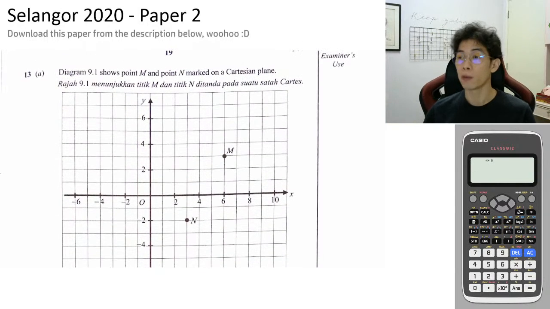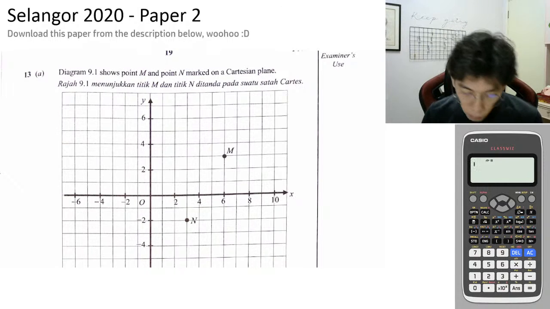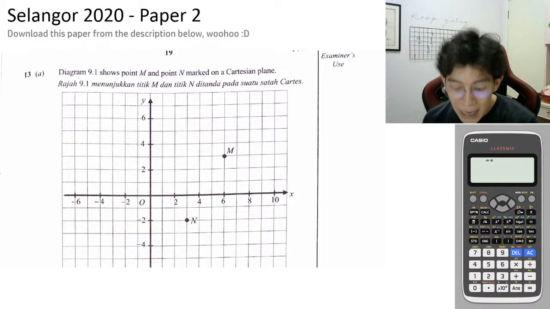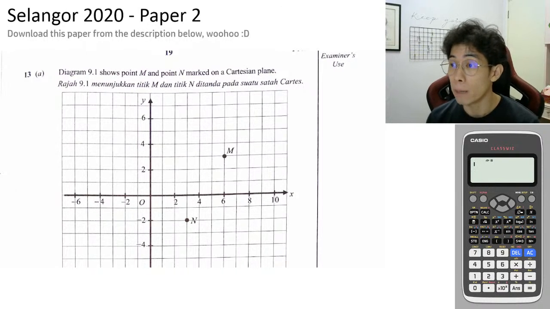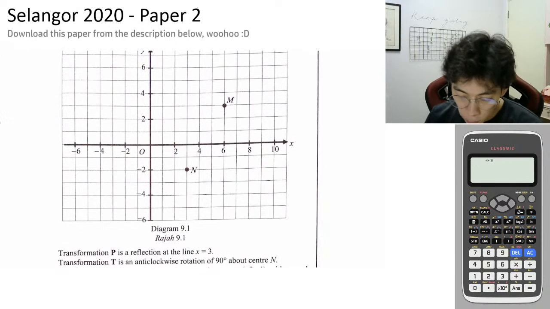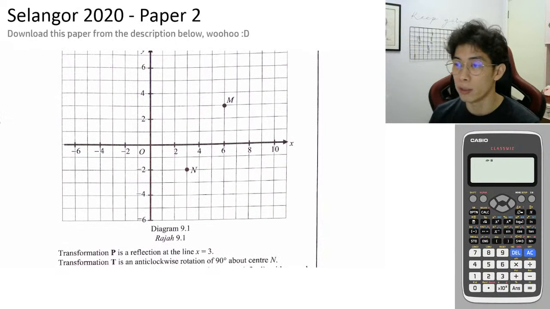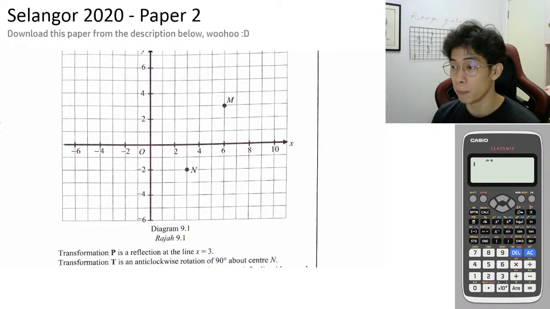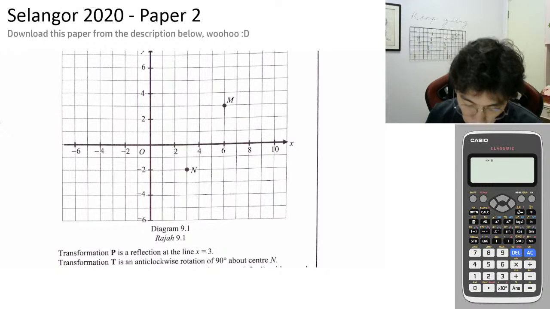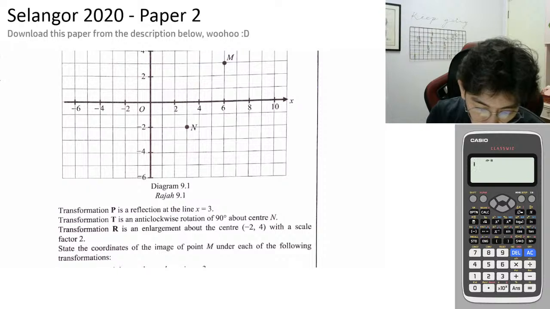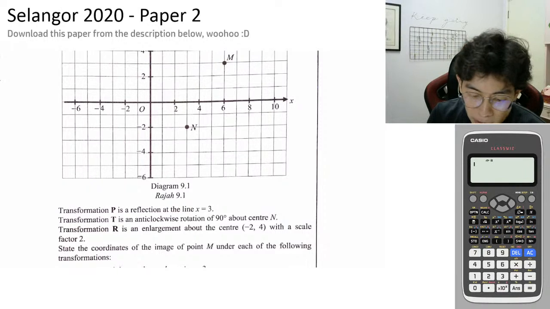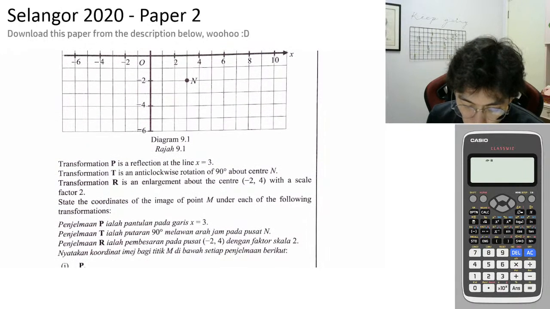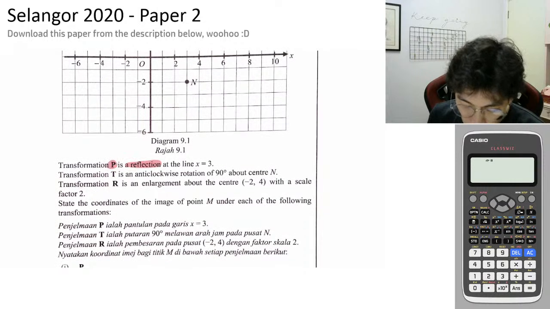Okay, number 13 come. Okay, next, transformation. Diagram 9.1 shows point M and point N marked on a Cartesian plane. So you have 2 points here. Just now there's a student send me a message on this. It's about this part. So let's not care about the given points there. We read the relevant info. Transformation P, reflection, x equals 3.